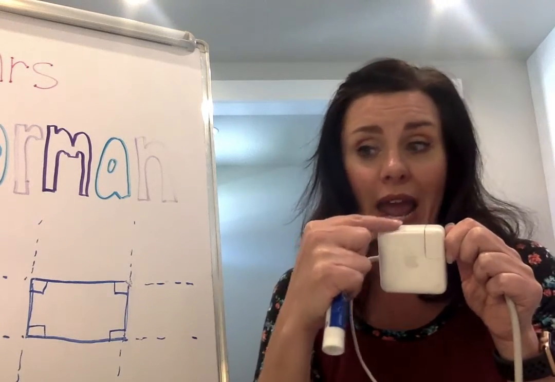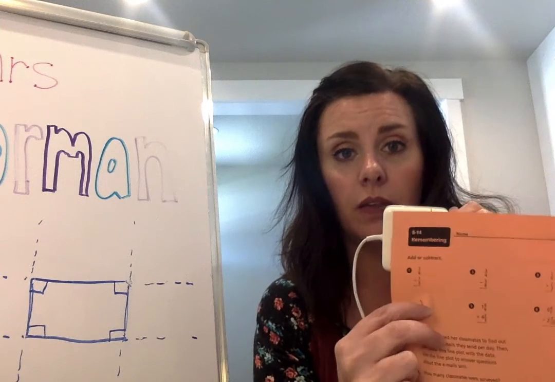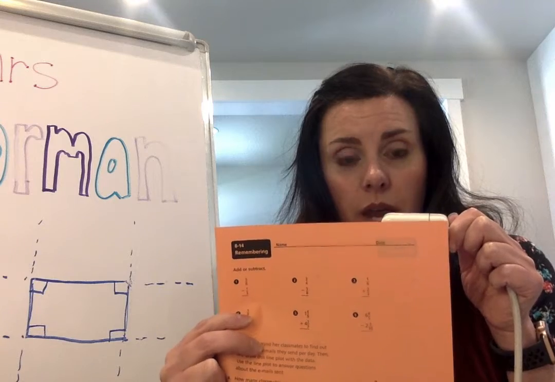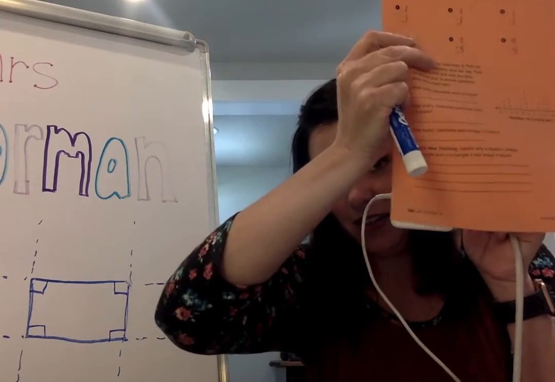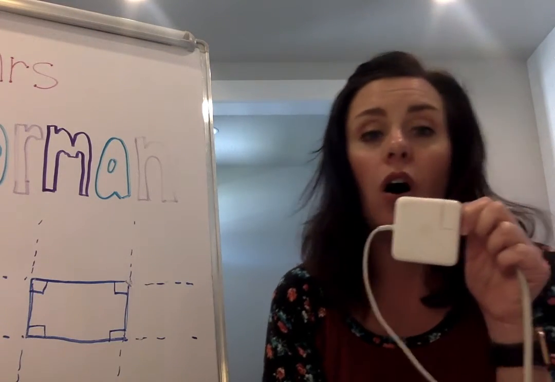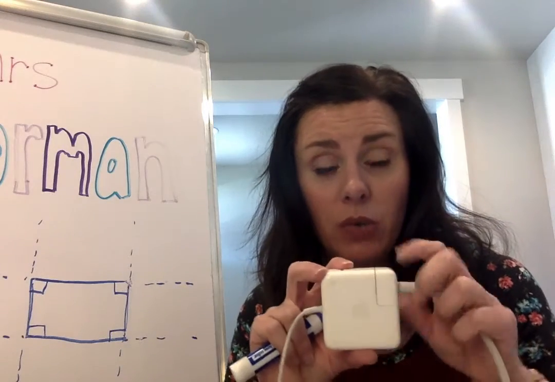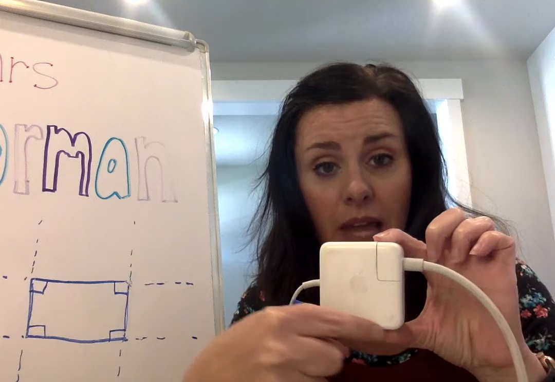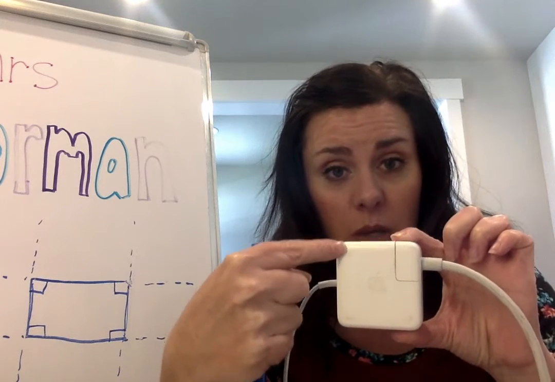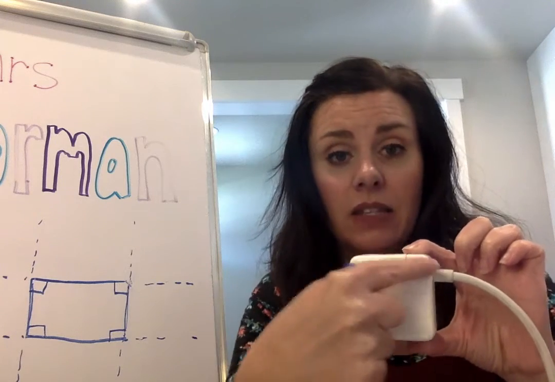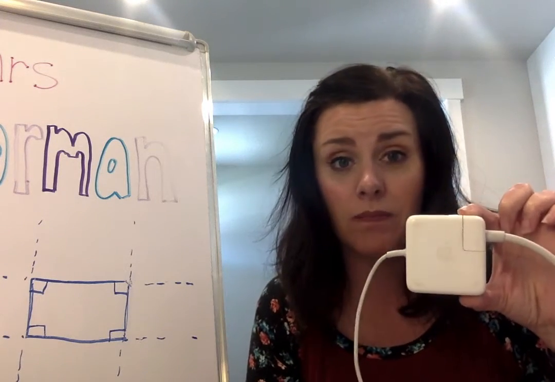I've got 4 right angles. Let's see. That one's a right angle. That one's a right angle. That one's a right angle. And that one is a right angle. So I've got 4 right angles and all the sides are congruent. That's what makes it a square, if every side is the same length. So this length is equal to this length, and this length is equal to this length. Every side is the same length. That's what makes a square.